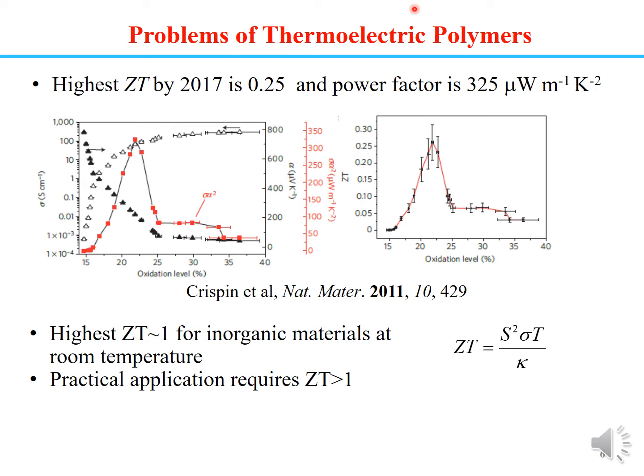However, thermoelectric polymers have lower thermoelectric properties than inorganic counterparts. By 2017, the highest ZT value is only 0.25, and the corresponding power factor is 325 microwatt per meter per K squared. The ZT value is significantly lower than that of inorganic counterparts. In addition, for practical application, the ZT value should be greater than 1.